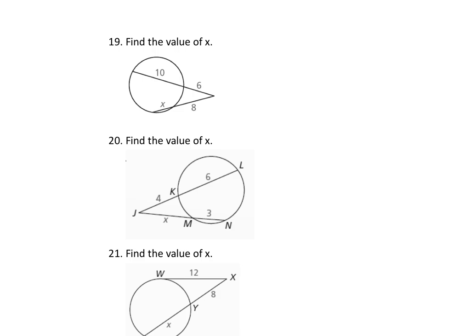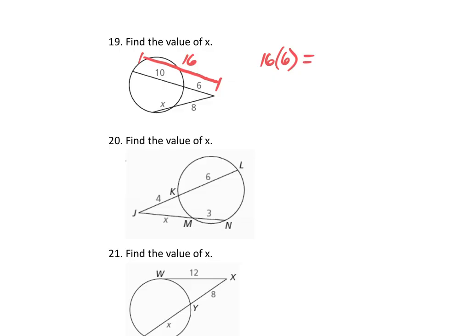All right, so for this one here, we take the entire length. The length of that entire piece is 16 times the outside piece. 16 times 6. Outside times the total.